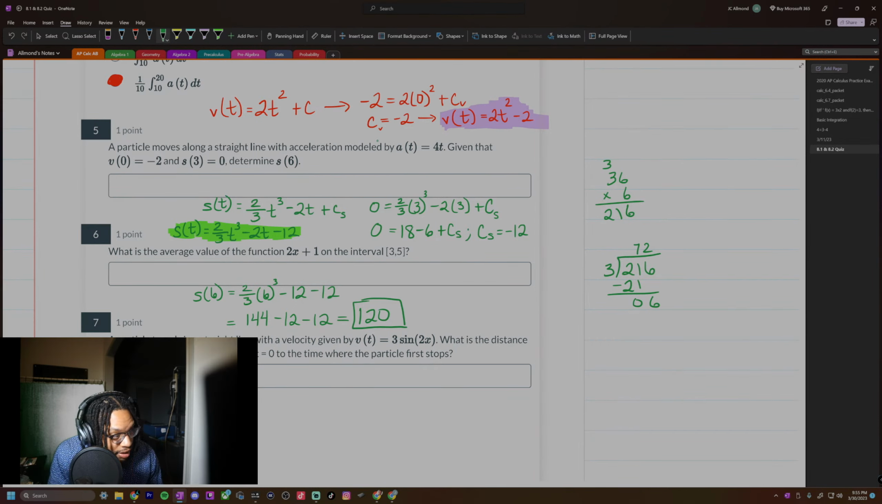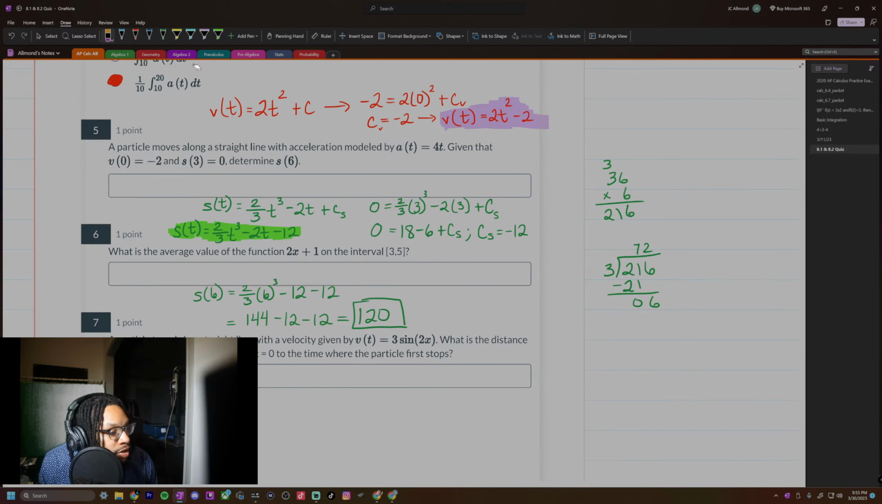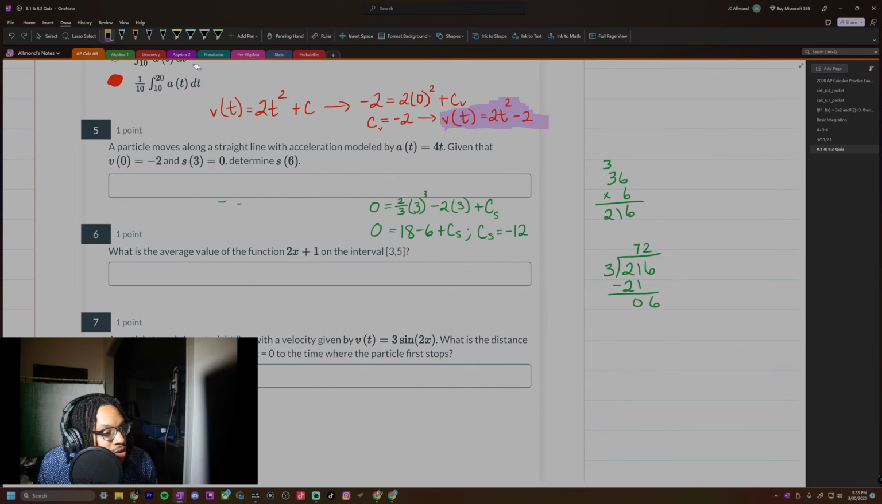Okay, so that was number 5. Now I'm about to do number 6. Okay, I'm going to erase. The average value of 2x plus 1 on the interval from 3 to 5. This one should be easy.